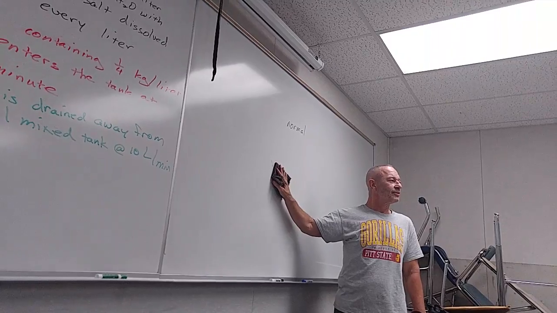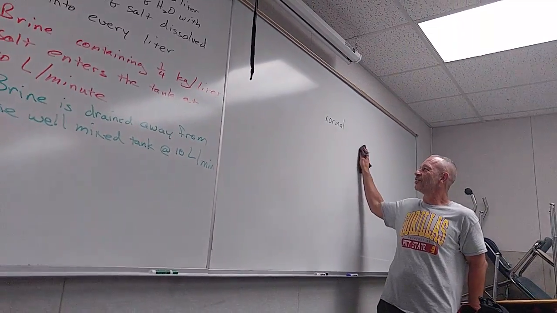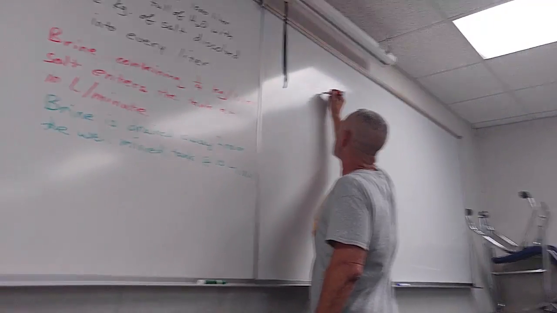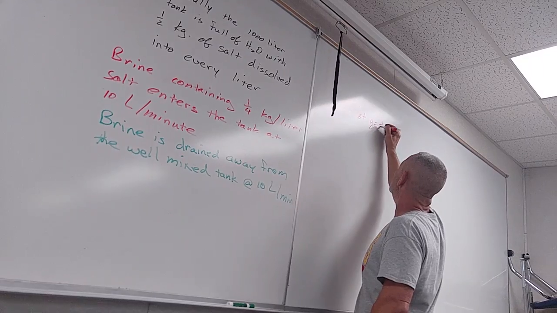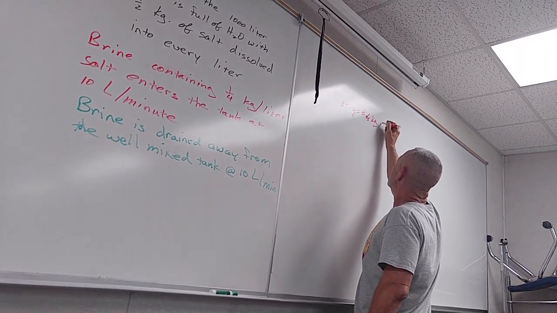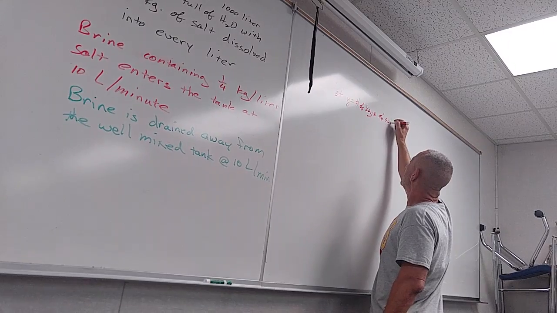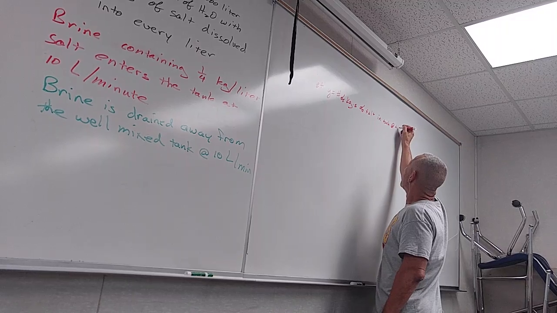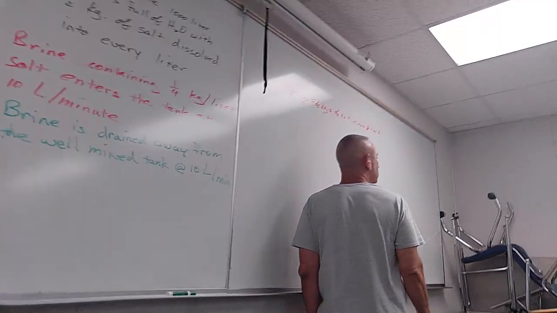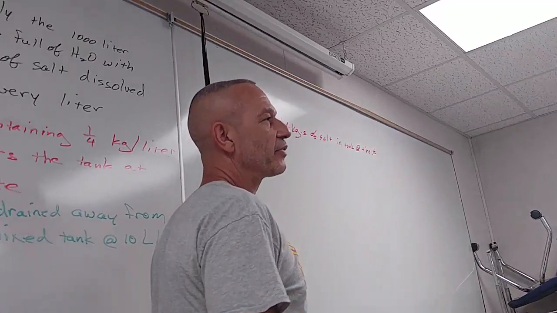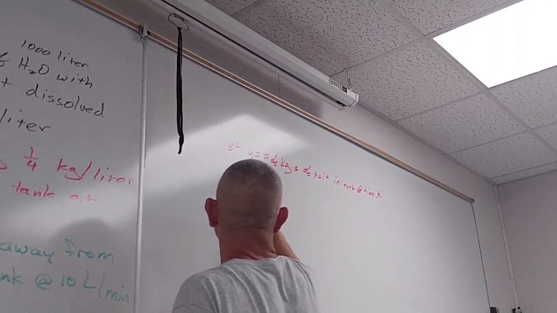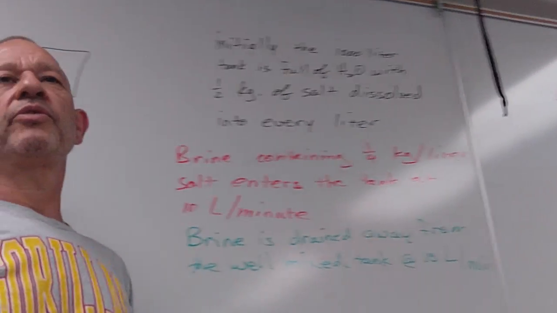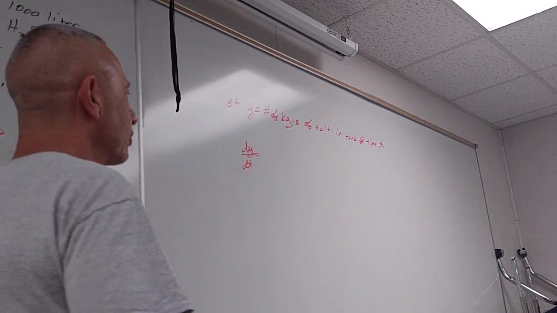Anybody got it yet? That's a joke. You're not supposed to be able to do it yet. Let's let y equal the amount of salt in the tank at time t, the number of kilograms of salt in the tank at time t. How fast is the amount of salt changing? That's what dy/dt is, isn't it? If y is the amount of salt at time t, dy/dt is how fast that salt changes.